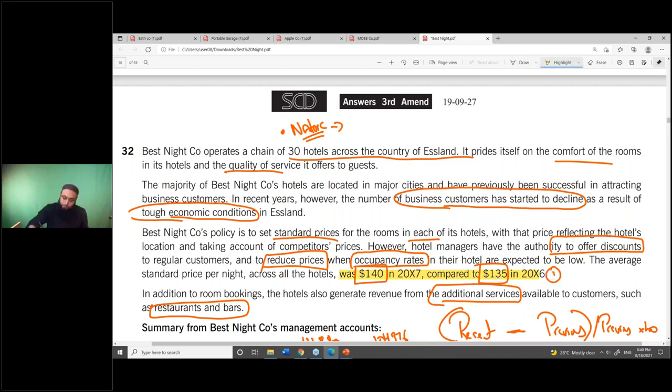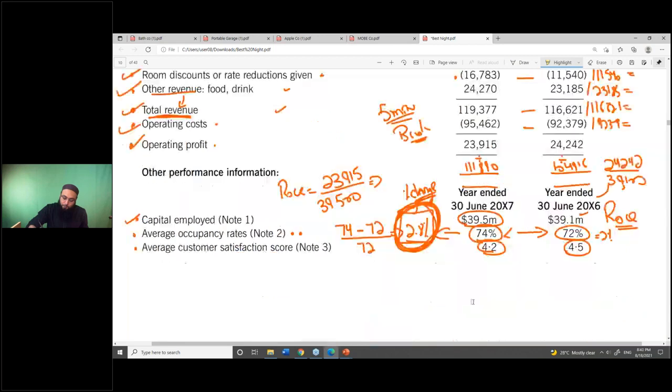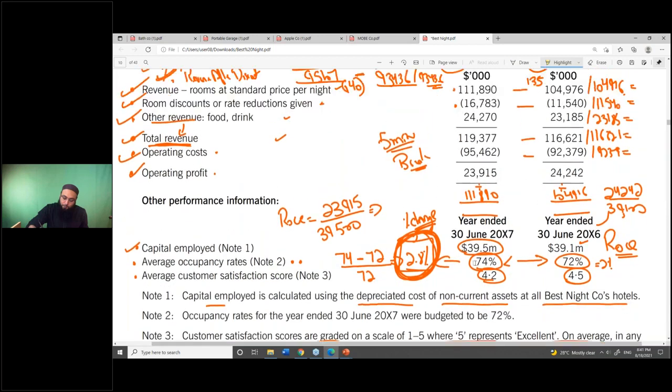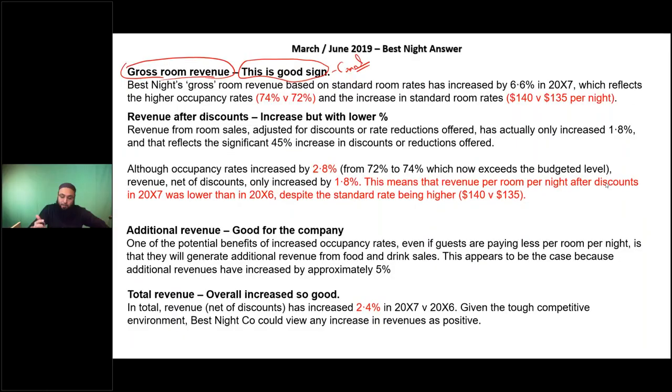Reason number two is the increase in occupancy. The increase in occupancy is reason number two. That is, it increased by 2.8%. So both have contributed to the increase in revenue. Fine. So we can mention this. This increase of 6.6%, which is a good one, this is a comment, is because of higher occupancy and the increase in the standard room rates. Perfect.